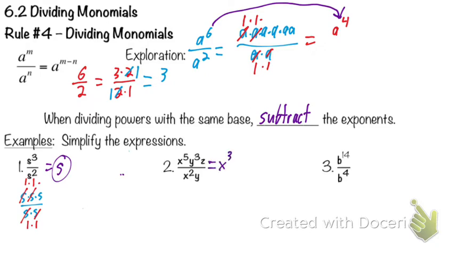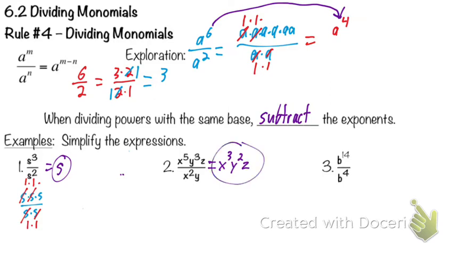Now, what do we think we're going to do with the y's? Subtract, so it's going to be y to the 2nd, because it's 3 minus 1. Now, is there any z to subtract with on the bottom? No, so what do we think we do with it? Just leave it. Just rewrite it as z. Nothing happened with it. It's still there, though.